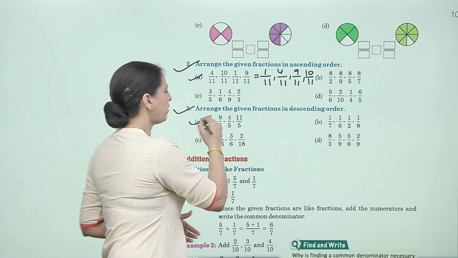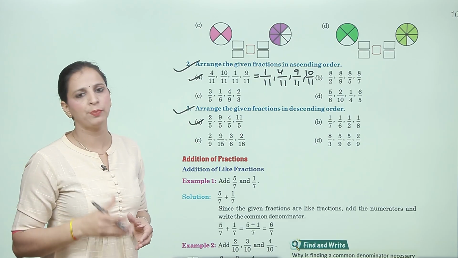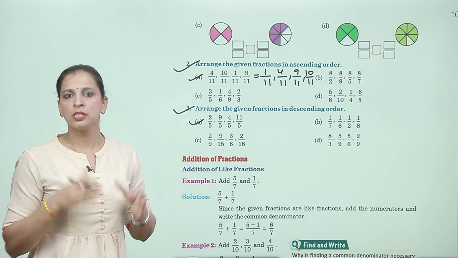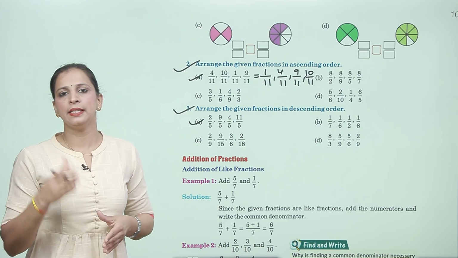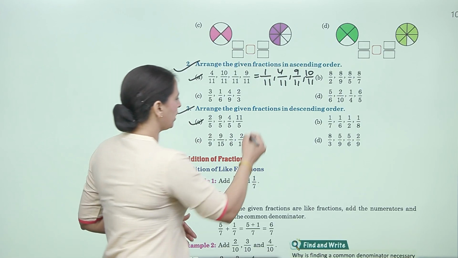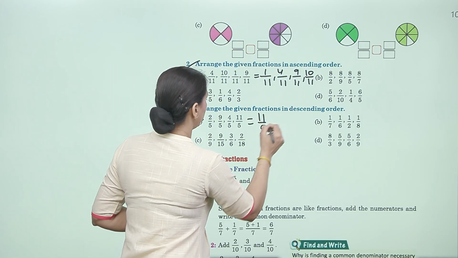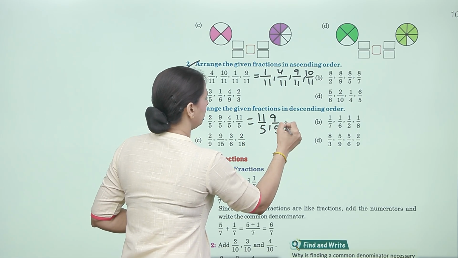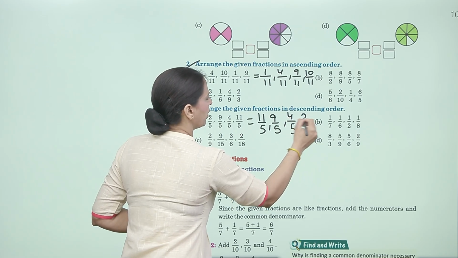A part, 2 by 5, 9 by 5, 4 by 5, 11 by 5. They are like fractions. Arrange their numerators in descending order. Now the greatest one is 11 by 5, then 9 by 5, then 4 by 5, then 2 by 5.